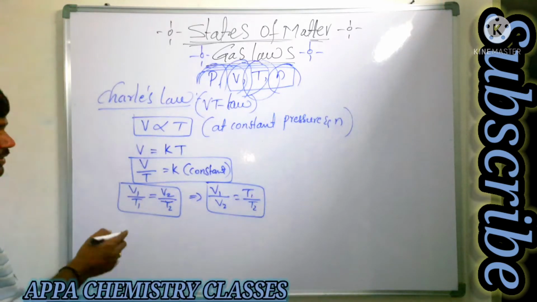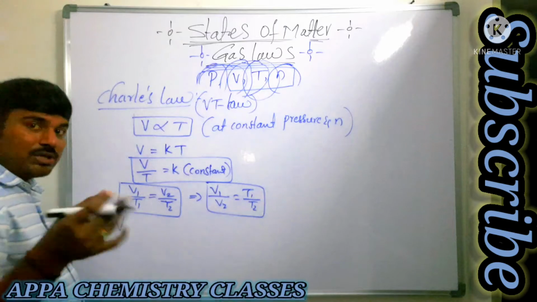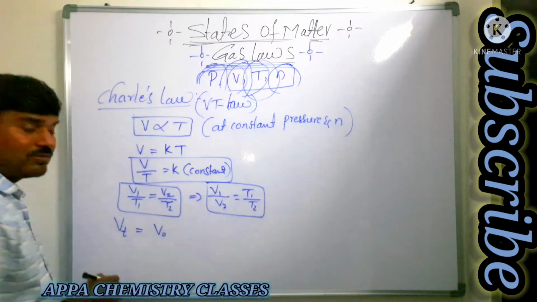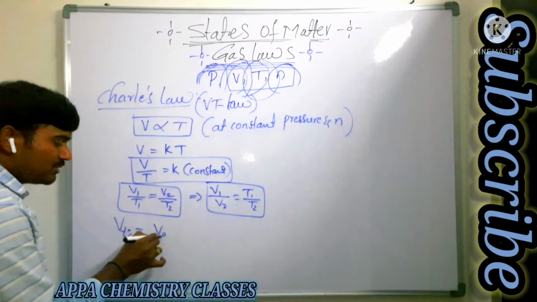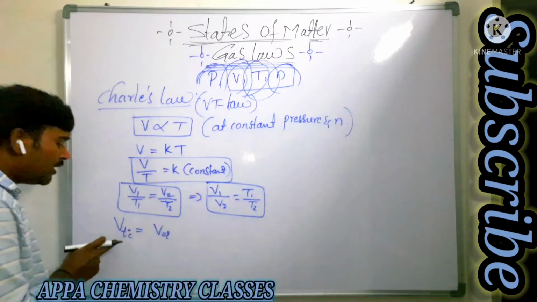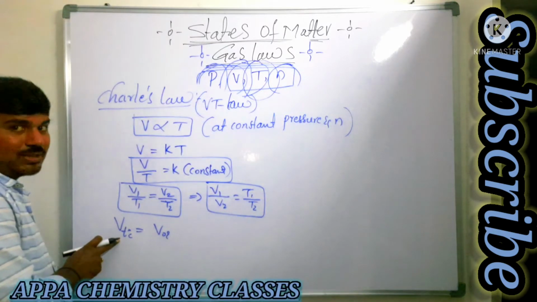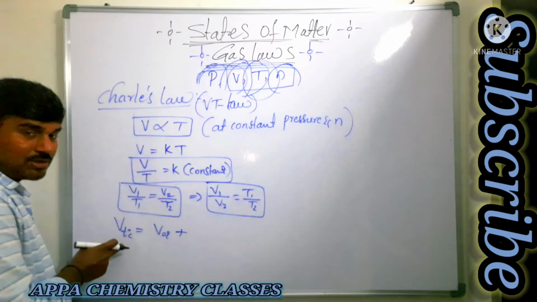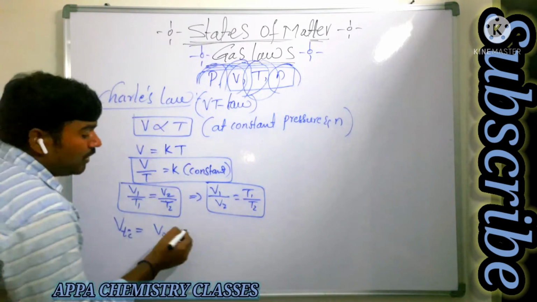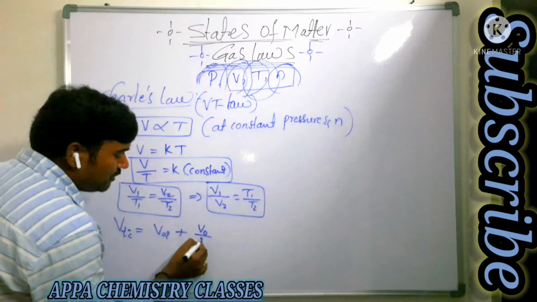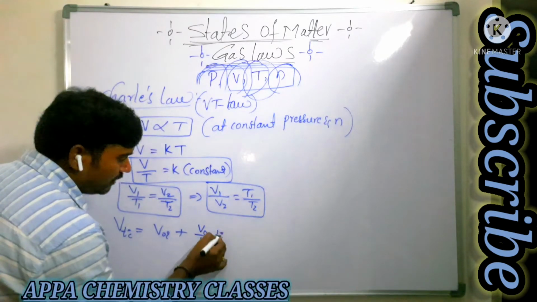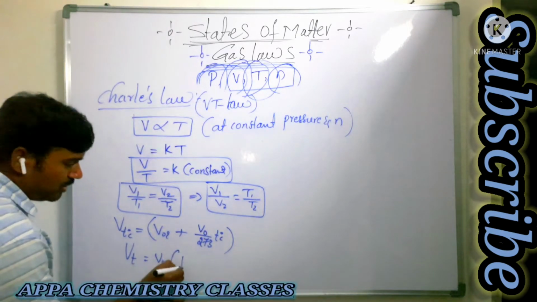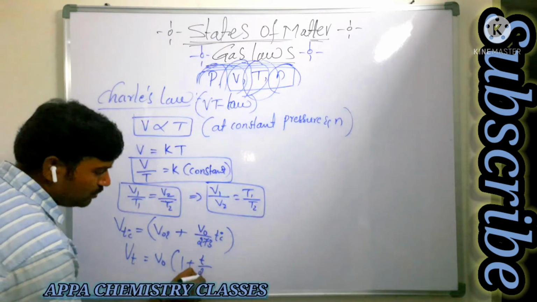How are you going to define this Charles' law? For every T degrees Celsius rise in temperature, the initial volume is V0. At 0 degrees Celsius, volume is V0. At T degrees Celsius, the volume of the gas is Vt. So for every T degrees rise in temperature, the initial volume will be increased by 1 by 273 times. That is Vt is equal to V0 into 1 plus T by 273.